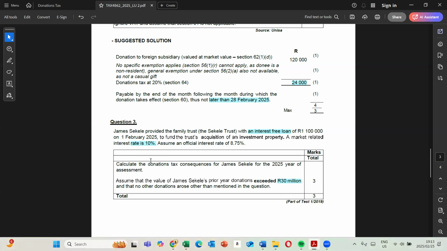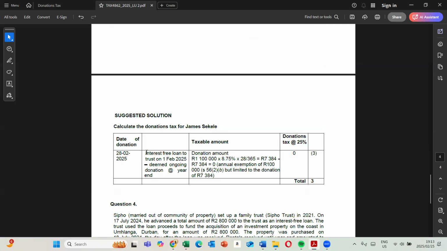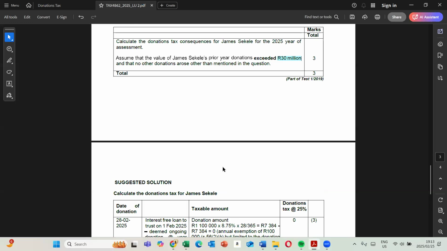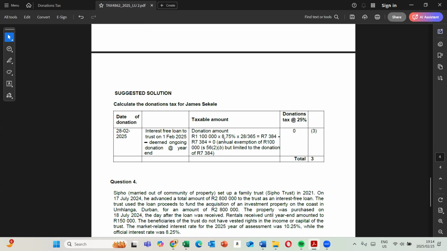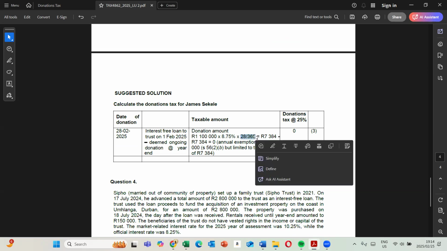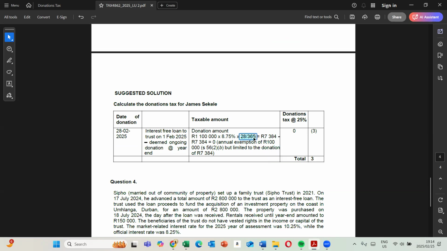So how are we going to go about it? Let's see. We said the difference between the official rate and the rate they charge. But in this case, it's an interest-free loan, which means we're going to calculate our interest. So we're going to take 8.75 times 1 million times. Now, when did James make the donation? 1st of February, which means now this donation is only for 1 month. Do you see? So 1 million times 8.75 times February is 20 days, 20 over 365.